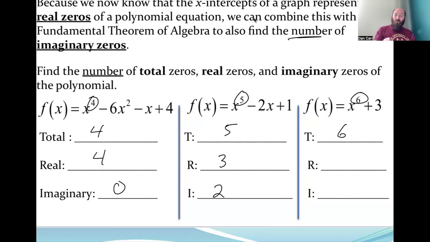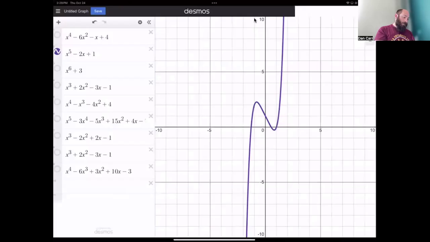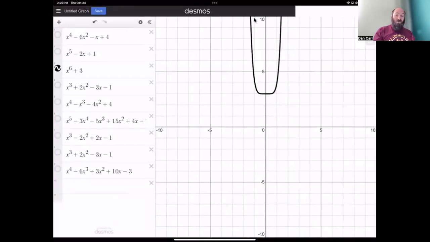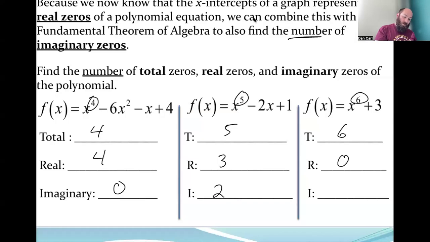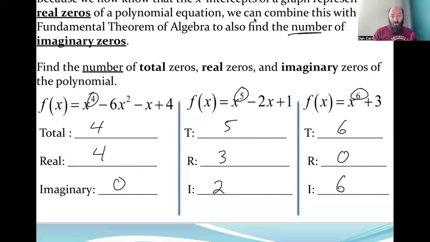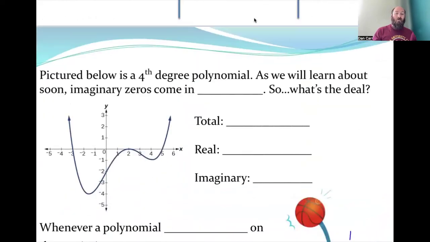For my last one, we got x to the 6th plus 3. So we'll go to that one, x to the 6th plus 3. That never crosses. And it does this curve here where it comes in, flattens out a bit, and then comes back up. So what that means is it's never crossing. There are 0 real solutions. So if there are 0 real, then that means there has to be 6 imaginary. And like I said earlier, you notice how the imaginary, there's 2 and then there's 6. They have to be even number of imaginary no matter what.